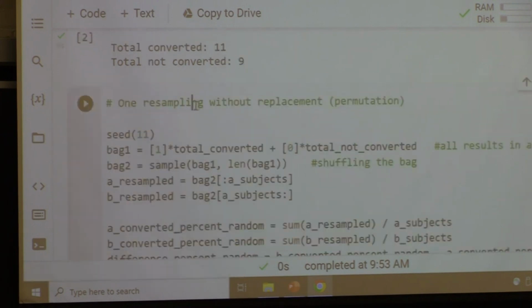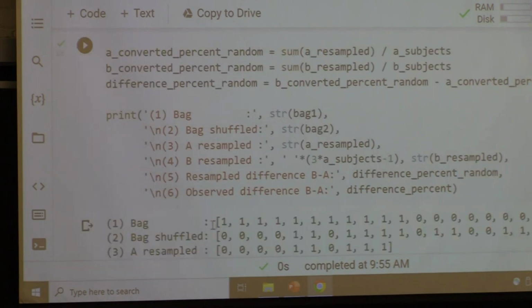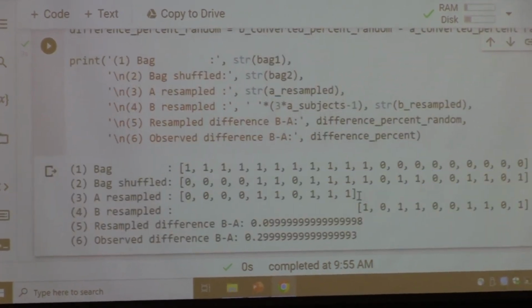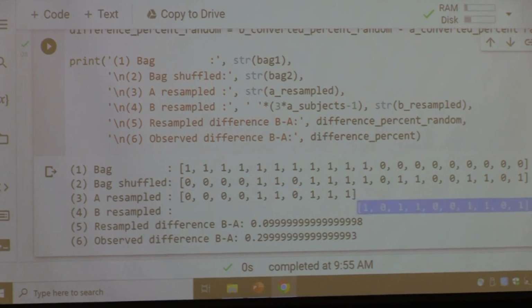So this is just one resampling. I'm considering a bag of these results, something that looks like this. This is the bag. There are 11 people who converted, 9 people who didn't convert. That's the bag. Now I'm going to reshuffle the bag. I get something like this. This is the same list, but the entries are reshuffled. I have 11 ones and 9 zeros. Then I can say, all right, this part is A, and this part is B. Does it make sense?